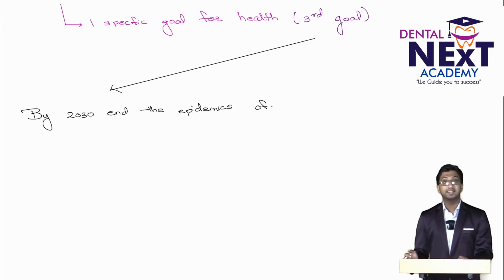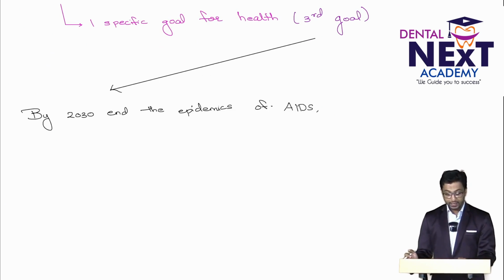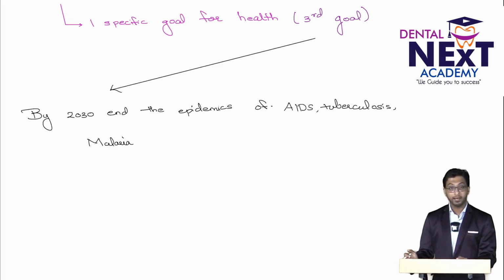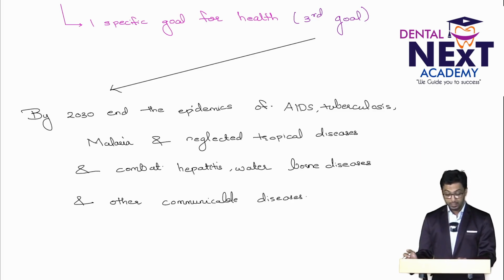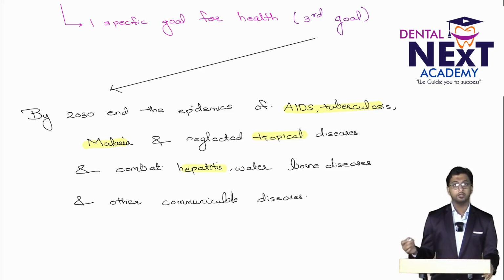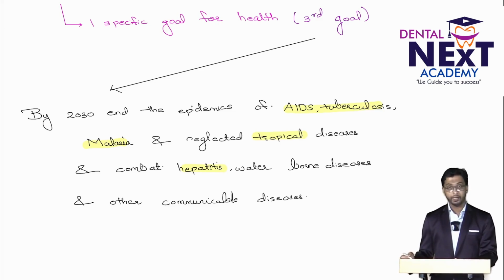It is by 2030 end the epidemics of AIDS, tuberculosis, now very common diseases here, malaria, and neglected tropical diseases, and combat hepatitis, waterborne diseases, and other communicable diseases. Overall, it's controlling all the diseases. Three very important: AIDS, tuberculosis, malaria. Then tropical diseases in general, definitely hepatitis and other diseases. They can ask you which: AIDS, tuberculosis, malaria, and hepatitis. So learn this. That is what you have to know here.